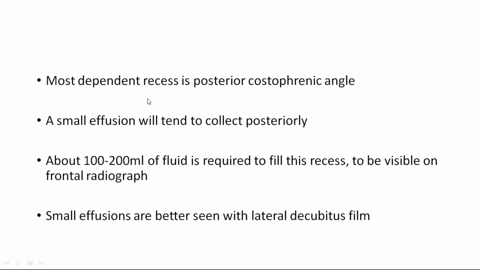Usually, the pleural fluid will be in the most dependent recess, and this is the posterior costophrenic angle. And a small effusion will tend to collect posteriorly. On a chest radiograph, about 100 to 200 ml of fluid is required to fill this recess and to be visible. And smaller effusions like 50 ml are even seen with lateral decubitus. And the best way to assess the pleural fluid is ultrasound, where even 5 ml of fluid can be seen.